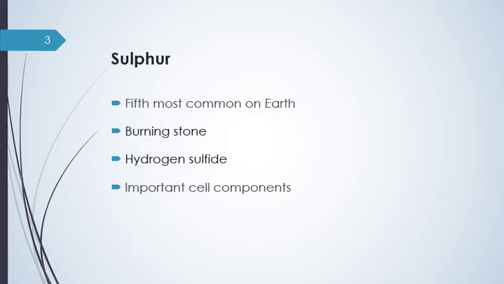Sulfur is the most common element by mass in the universe, ranking as 10th most common element, and 5th most common element on earth. Historically and in literature, sulfur is also called burning stone. Hydrogen sulfide gives the characteristic odor to rotting eggs and other biological processes.